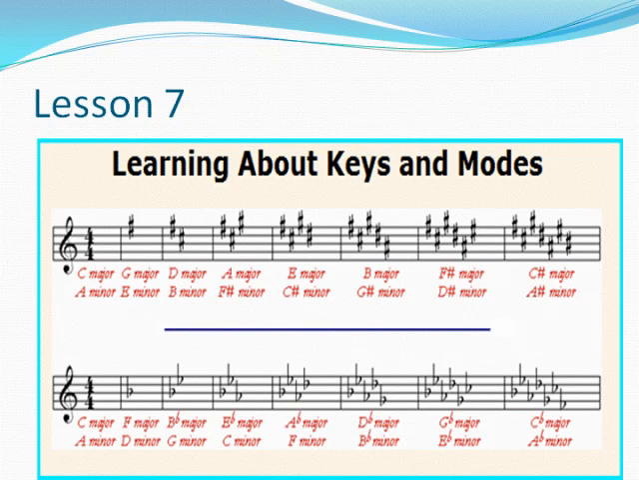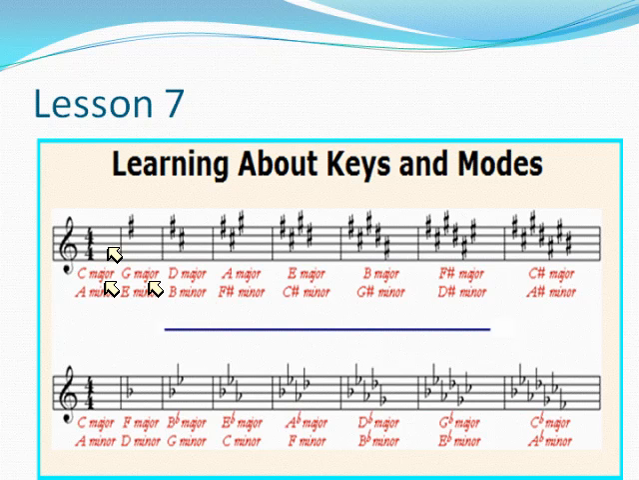Okay, so when I say a C major scale, it has a corresponding key or tonal center, and that is C major. Learning about keys and modes is lesson number 7. This visual shows you all the different key or tonal centers available to you. If you look, we're starting here with C major, which has no sharps or flats. If you see the key signature there, there are no sharps or flats.